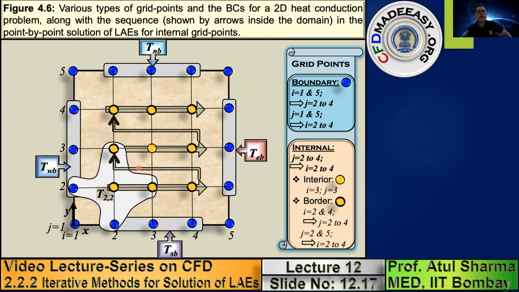Note that whenever you are solving for this grid point, it involves the north and the east. When you are solving for this, the west and south are already computed from previous iterations. So when you are using Gauss-Seidel iteration, you use an updated value of the south and west, whereas north and east are not yet computed, so you use the previous iterative value.